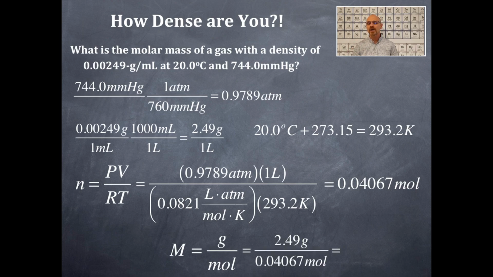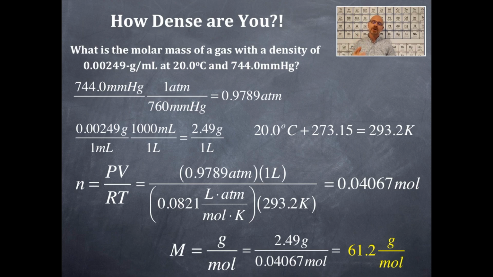So I got 2.49 grams per 0.04067 moles, and I'm going to get this number here, 61.2 grams per mole. So that is the molar mass of the gas that I'm solving for. So that's how dense you are.